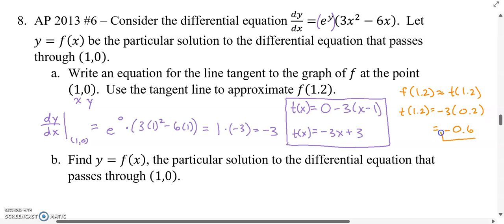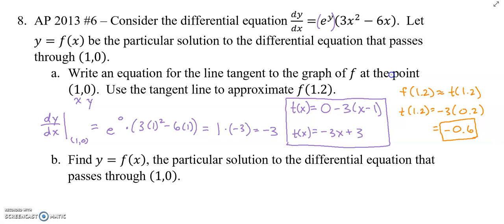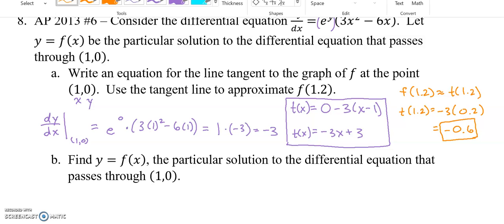In general, it's easier to use this form because our x values are going to be very close to the given x value. So we're going to multiply our slope times the change in x. Okay. So anyway, we can say that f of 1.2 is not exactly equal to negative 0.6, but it is close to. It is approximately equal to negative 0.6. Now, part B is the new stuff that we just covered in the last collection of videos.